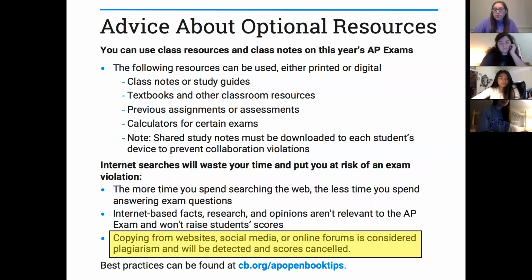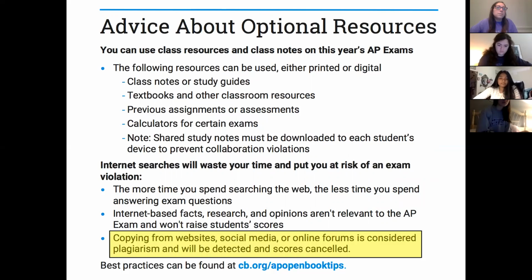Here's something, Brianna, I know you asked me about Googling and stuff, I guess on Monday, and they actually came out with this, which I found was interesting. It says, internet searches will waste your time and put you at risk of an exam violation. So if you copy and paste from a website or social media or some online forum, then they will cancel your scores because they'll say it's plagiarism. So they're strongly suggesting that you don't Google anything, and it's a waste of time.